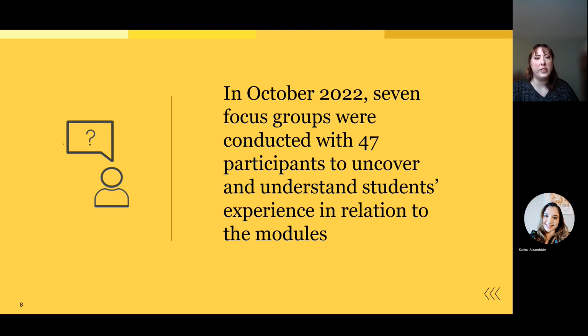So in October 2022, we collaborated to have 7 focus groups. Those were conducted online with 47 participants so that we could uncover and understand students' experience in relation to the modules in a much more in-depth sense than we had been able to during the initial assessment and iteration phase.